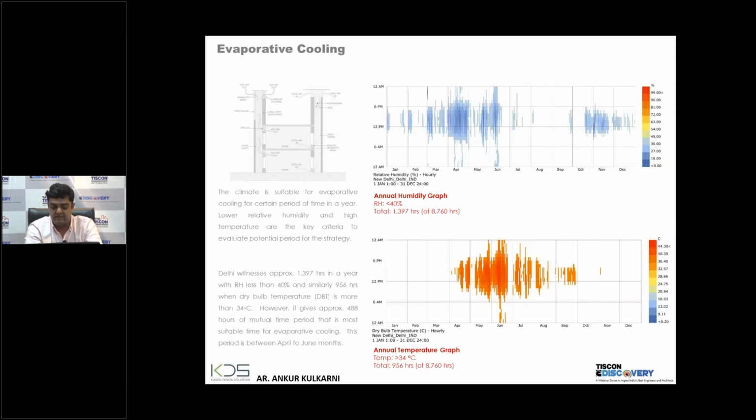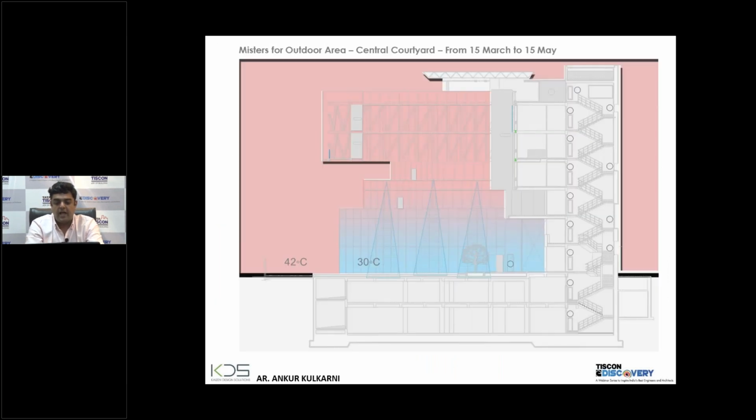Evaporative cooling, yes, this definitely worked very well, but again only for 2 months. We have done it here for 15th March to 15th May, just 2 months. And that was also used only as misters in their outdoor area, just to have the outdoor comfort. So when the outside temperature is close to 40 degrees, with the misters and evaporators, only for those 2 to 2.5 months we observe a temperature drop of around 10 to 12 degrees Celsius here.